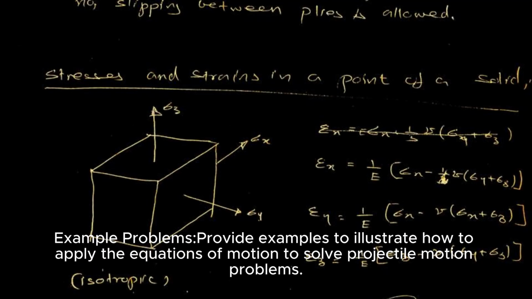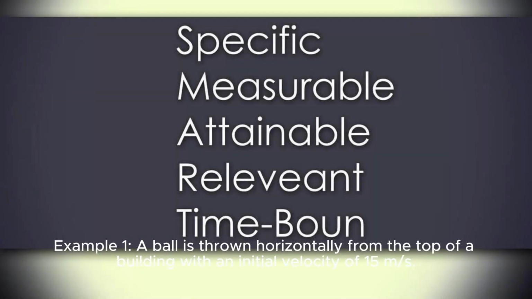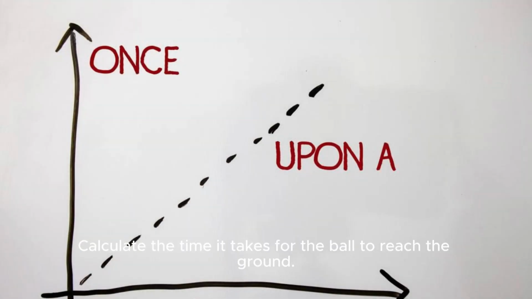Example problems. Provide examples to illustrate how to apply the equations of motion to solve projectile motion problems. Example 1. A ball is thrown horizontally from the top of a building with an initial velocity of 15 meters per second. Calculate the time it takes for the ball to reach the ground.